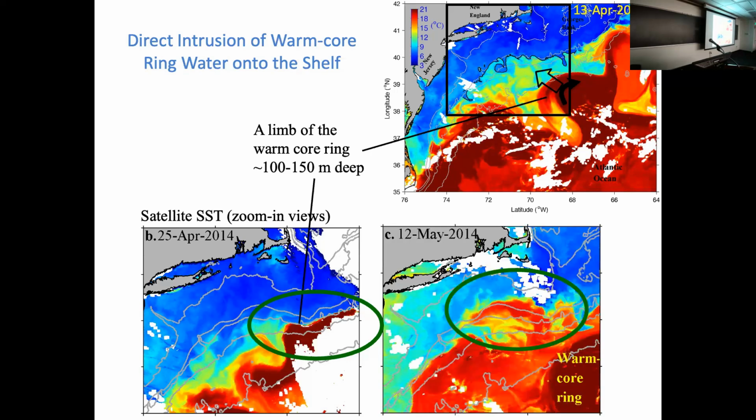Okay, and then another 2 weeks later, you can see the warm core ring coming, and also this limb has intruded onto the shelf. This is the 100-meter isobar, and it also moved westward right along the shelf break. So that's an interesting pattern, and over these 2 weeks, this limb or this warm water feature has extended by 150 kilometers right along the shelf break, the outer shelf.